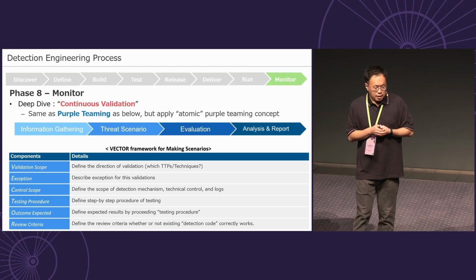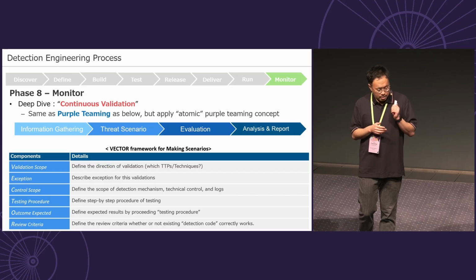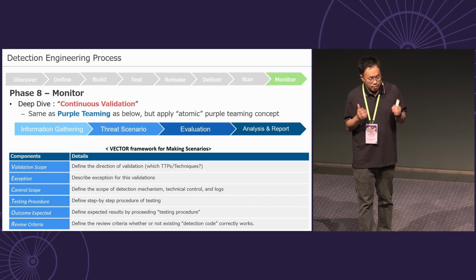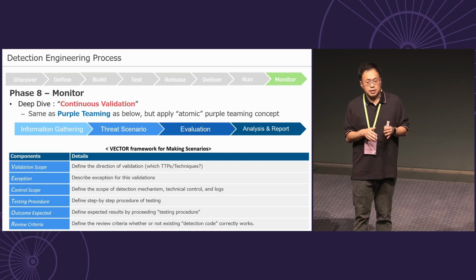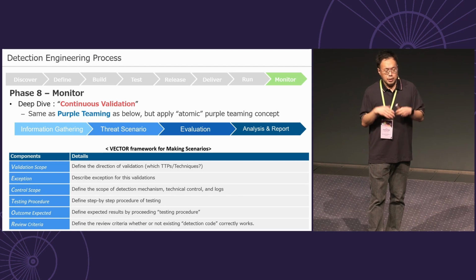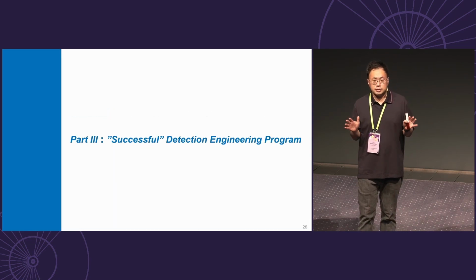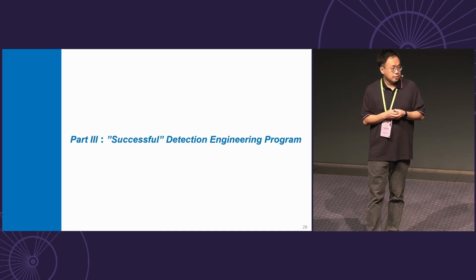So actually, we also try to define what kind of components should be defined when we create the purple team in continuous validation. But the concept is that we try to do purple teaming, especially atomic purple teaming, and validate this. This is the entire process. There's an 8-step process for detection engineering.